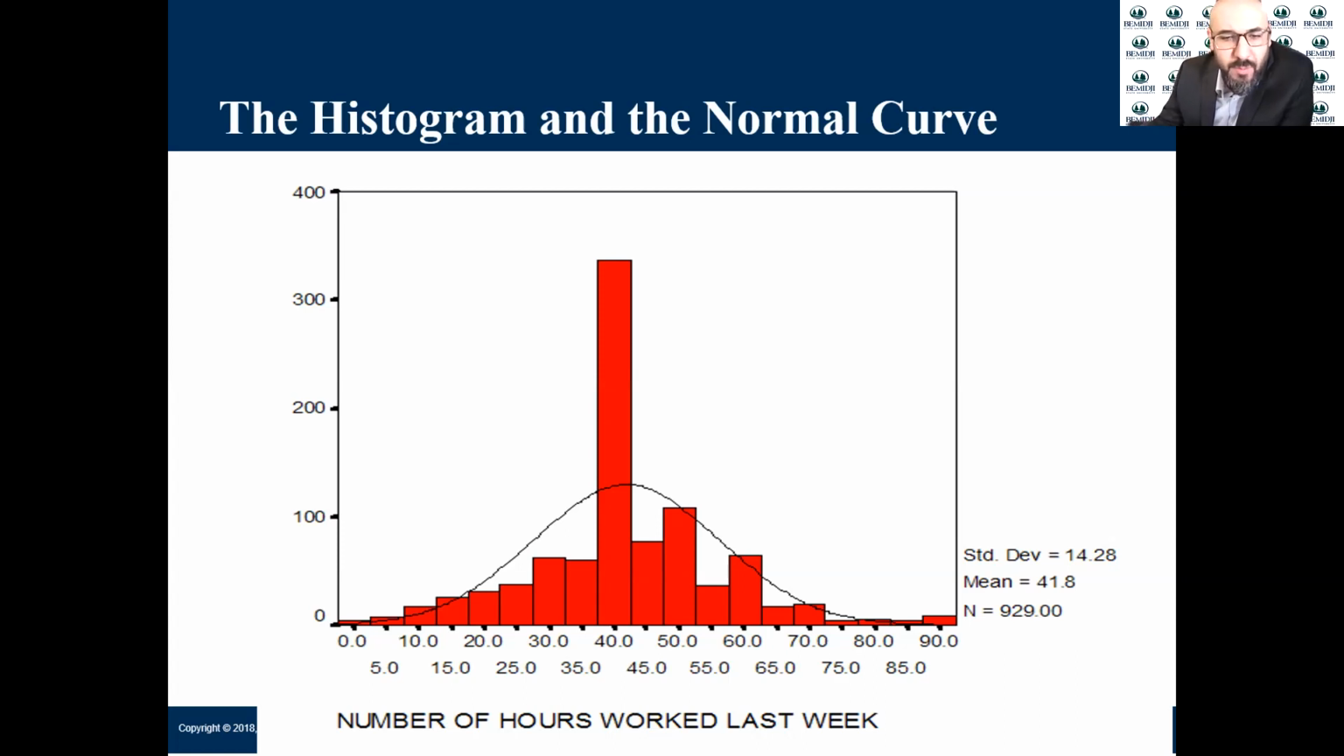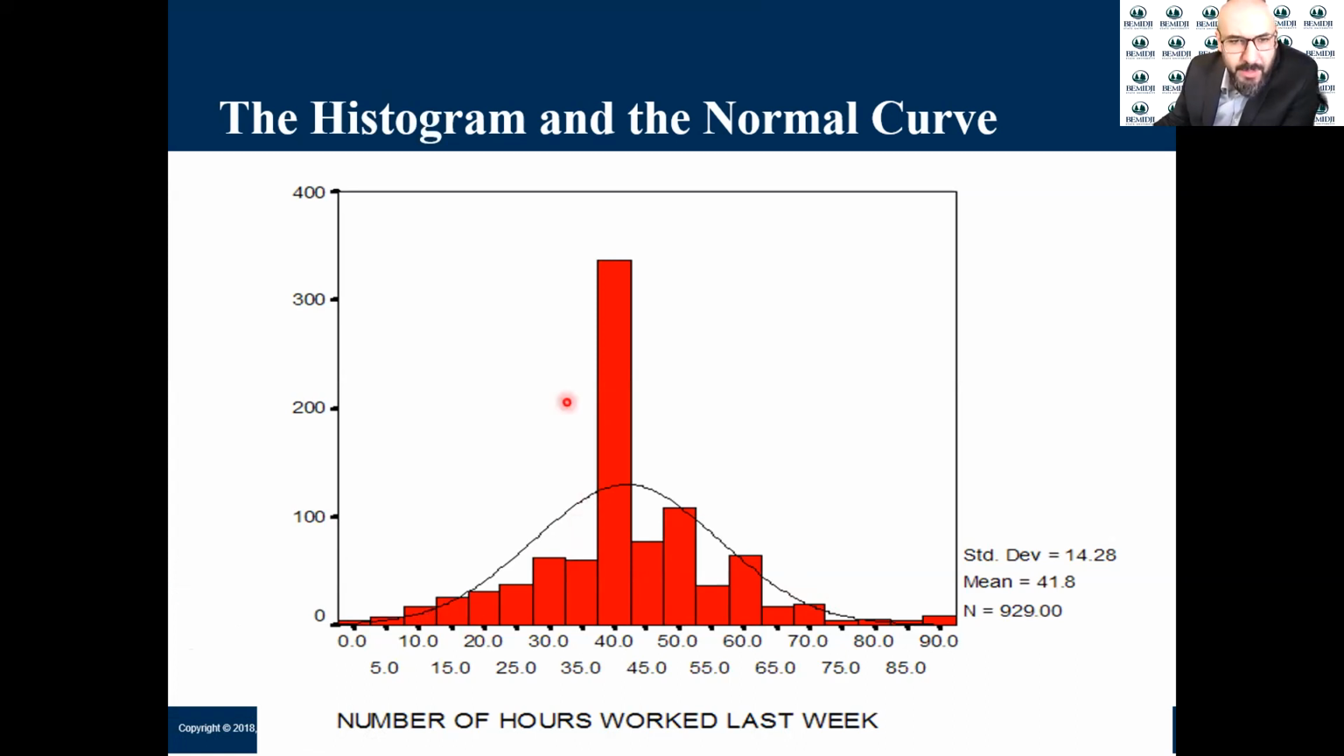And if you are able to fit the normal curve, this black line, under the histogram, that means you're good. You have normal data, and the data is distributed normally.